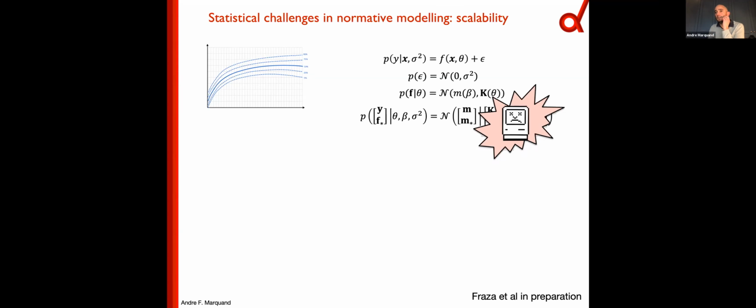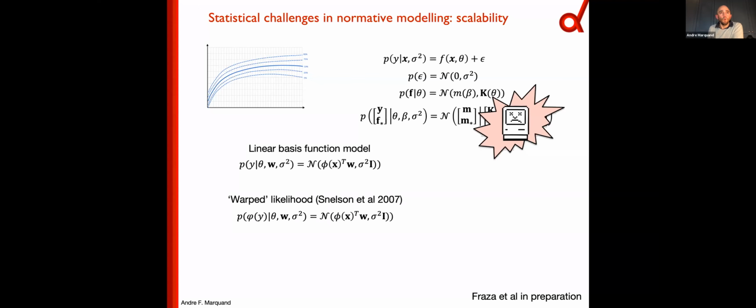So one of the members of my group, PhD student Charlotte Fraser, has been working on developing a way to get around this. She started off with replacing this Gaussian process with a linear basis function model, for example, using a B-spline basis. This is not particularly new. There are lots of people that have been doing this, but it's much more scalable. She combines that with using some kind of warped likelihood, and that allows us to model non-Gaussian distributions.